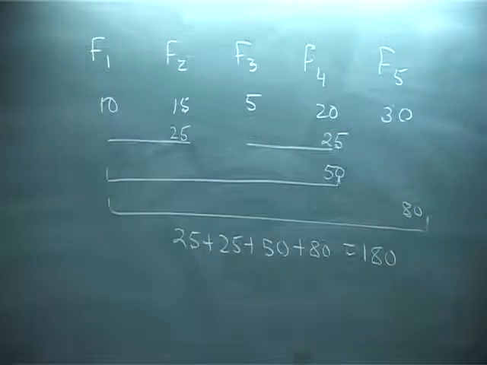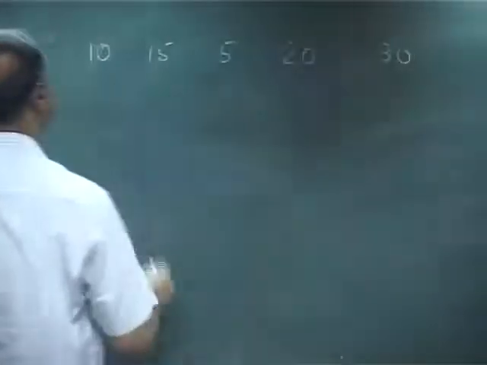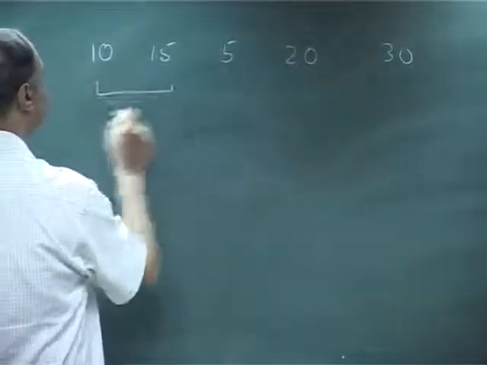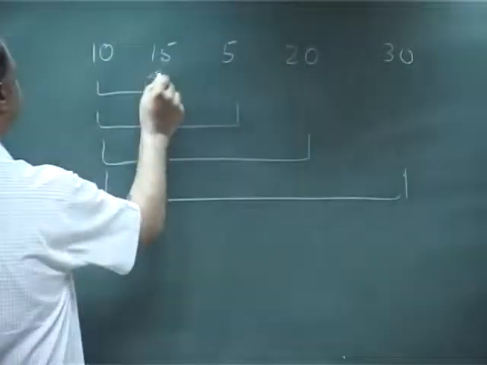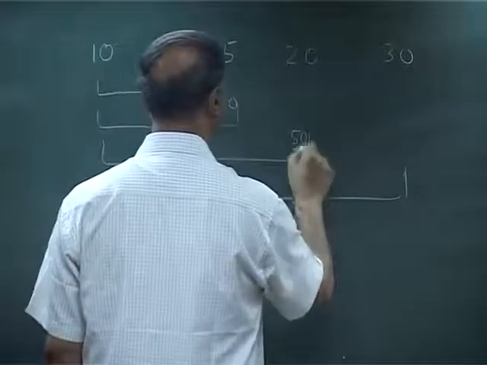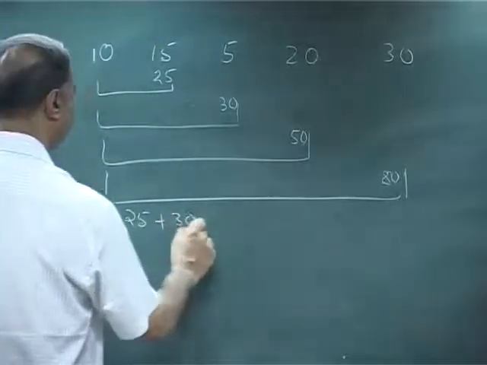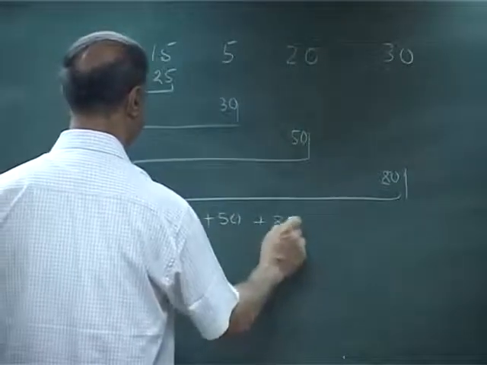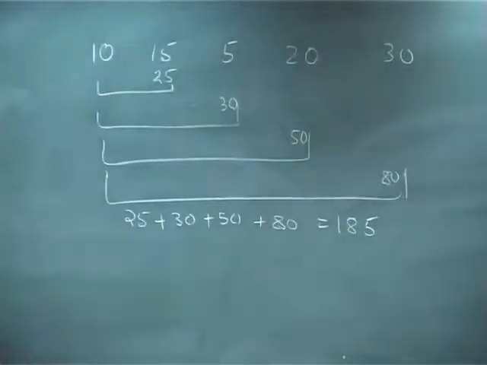Now let us think about the other way. You have 10, 15, 5, 20, 30. Suppose I merge this one first, then this one, then this one, and finally this one. In that case, here 25 record movements, here 30, here 50, and here 80. The total becomes 25 plus 30 plus 50 plus 80, so you get 185 record movements. Is it 185? Okay, 185.